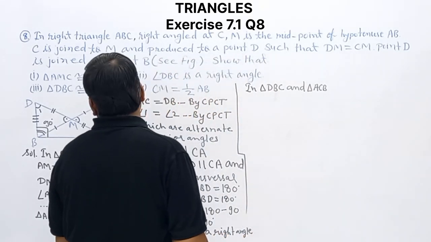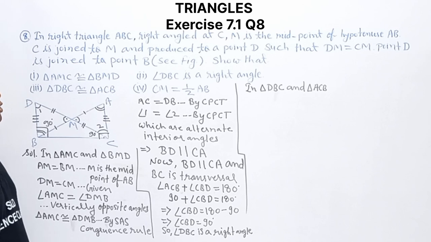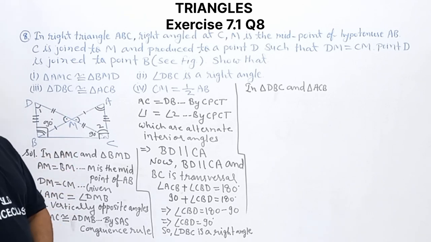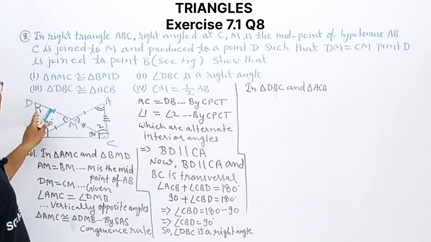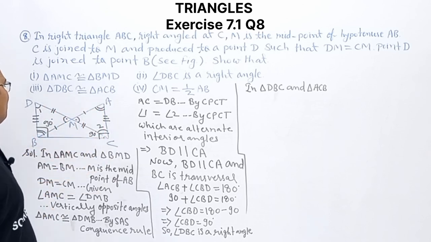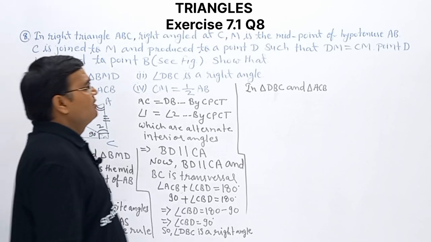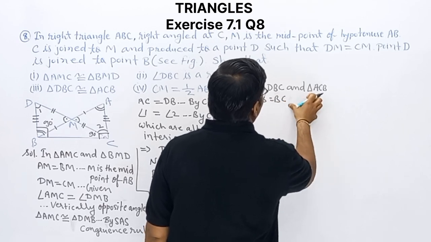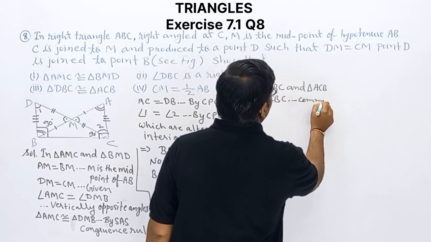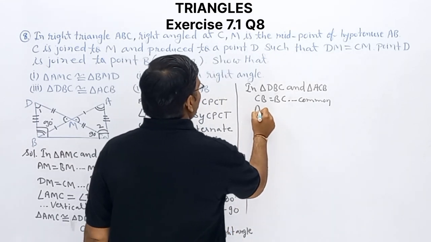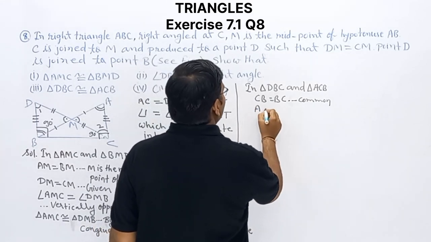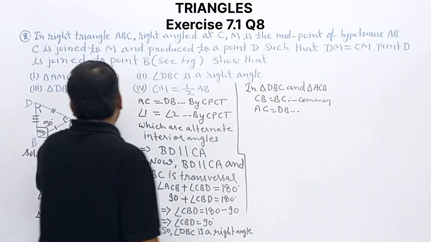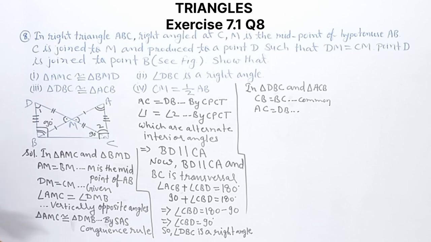How will we prove it? Again we require a congruence rule. So by observing, for this triangle and this one, BC is common. So we can say CB equals BC, common in both triangles. And another thing, AC equals DB. We proved this one.